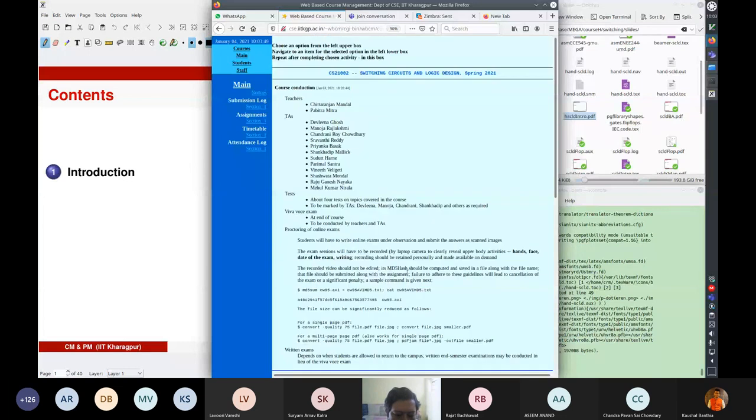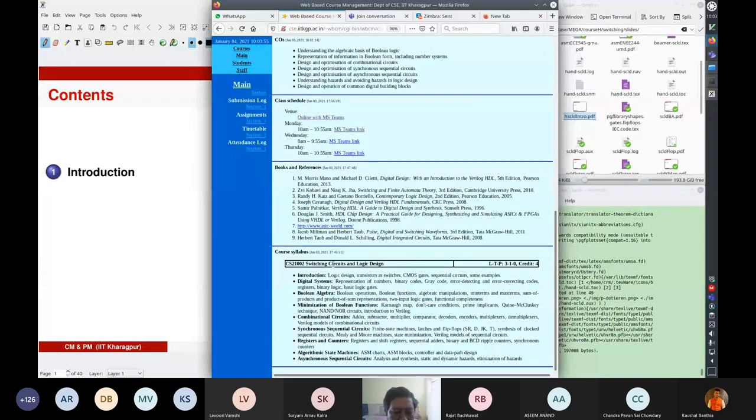First of all, I have put down the course syllabus there, which is of course just a copy of the approved syllabus, and then there are some suggested books and references. This one is a very good book. This is the book that we prefer. That is the book by Kohavi.